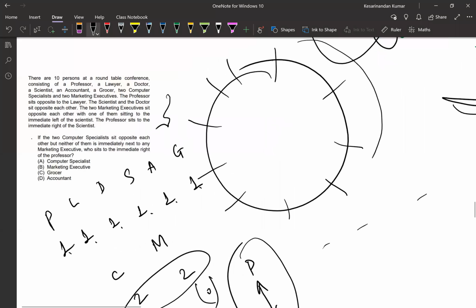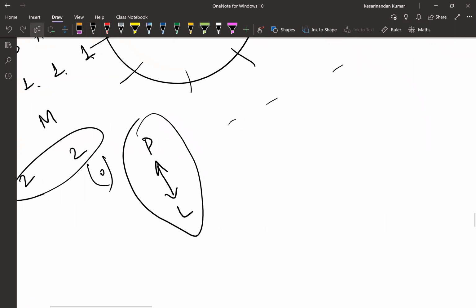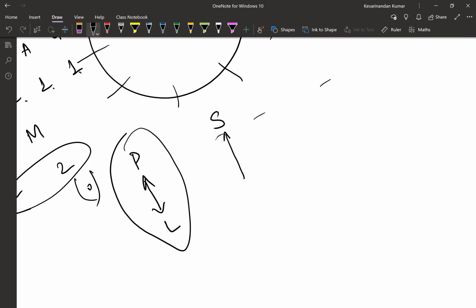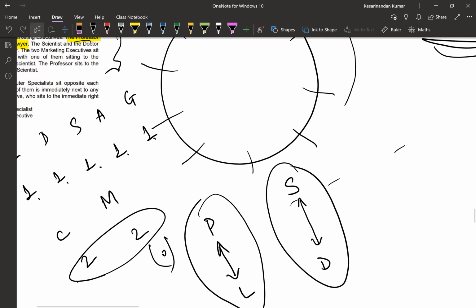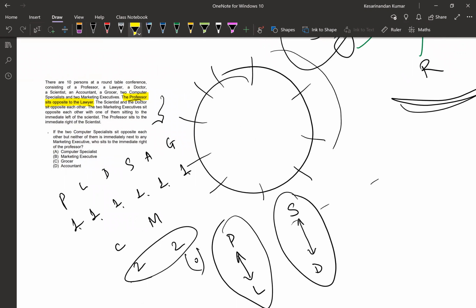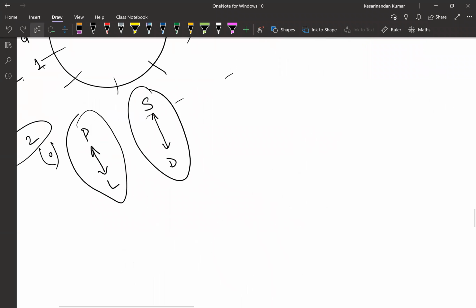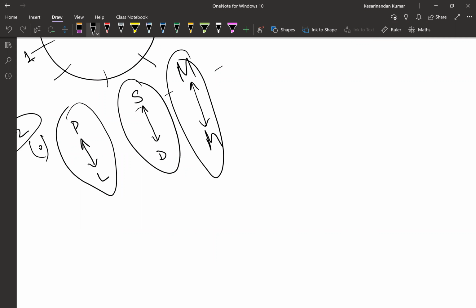So what we have here is the professor, let me use a highlighter. The professor sits opposite to the lawyer. We have done. The scientist and doctor sit opposite to each other. Even this part is done. Two marketing executives sit opposite to each other. Okay, perfect. Done. We have figured out 6 people.